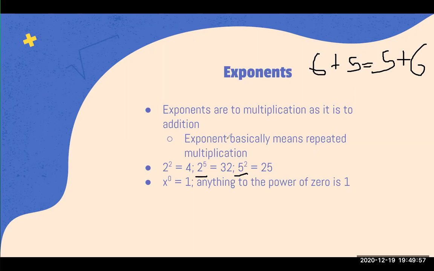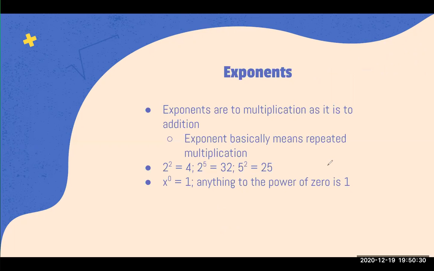Exponents are not like that. If you have 2 to the power of 5, it's not going to be the same thing as 5 to the power of 2, which, by the way, is 25, because you're multiplying 5 two times. So that's 5 times 5. That's 25. It's not the same thing as 32. So that's why 5 to the power of 2 and 2 to the power of 5 are not the same thing.